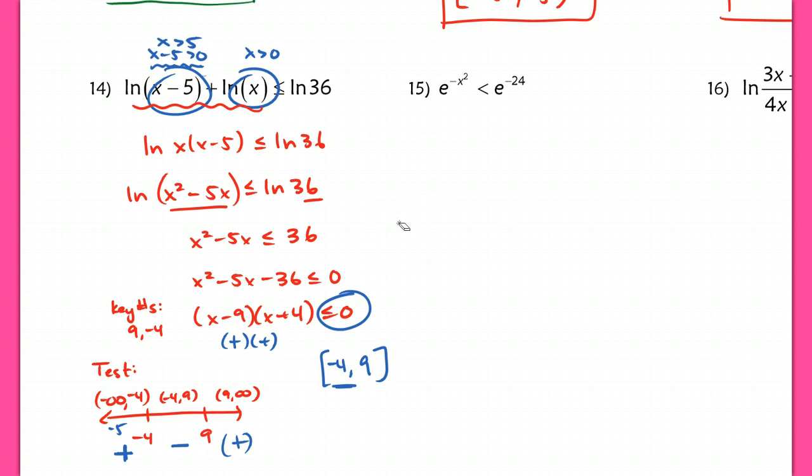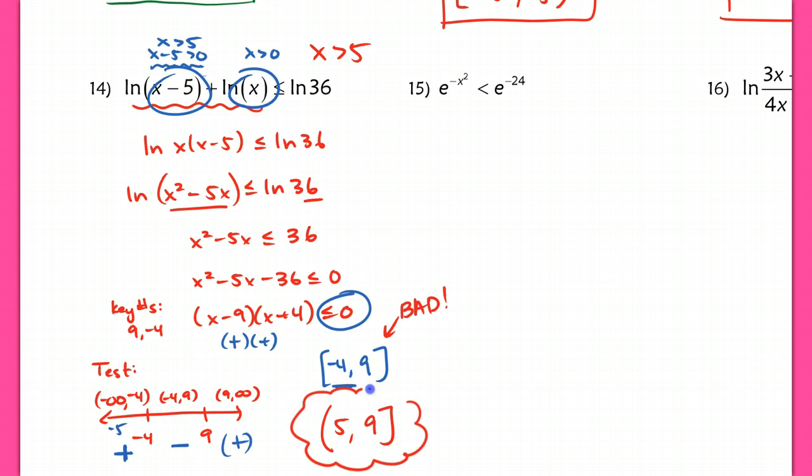So my actual solution would be from 5 to 9. And the reason why on 5 I should not have this closed bracket, I'm going to erase that and put an open bracket here, is because it's strictly greater than 5. Okay? And this would be my final answer here. So make sure you're always answering this in relation to the original domain as well. So you have to look at your original restrictions and answer accordingly.